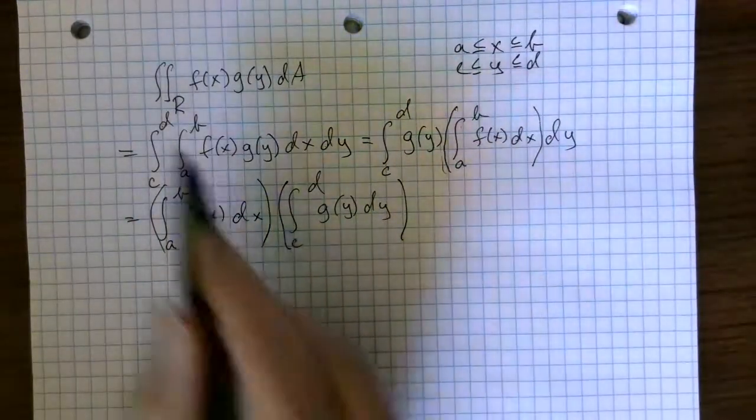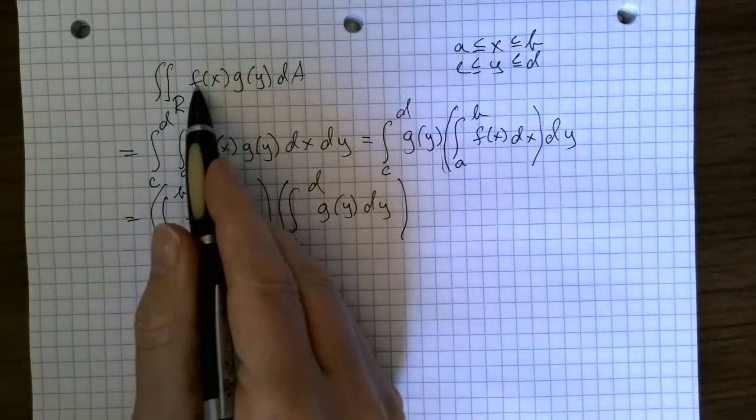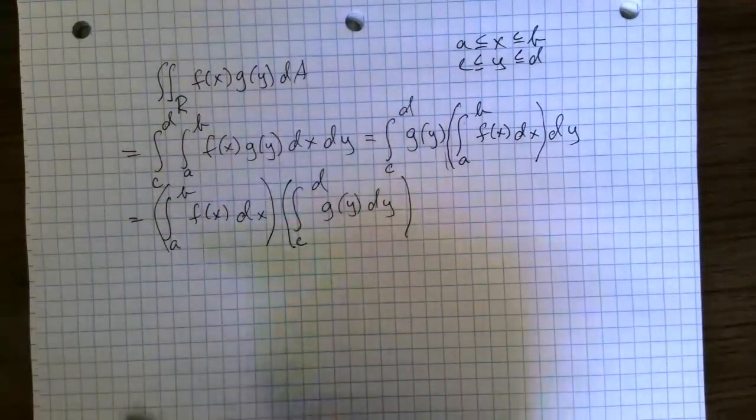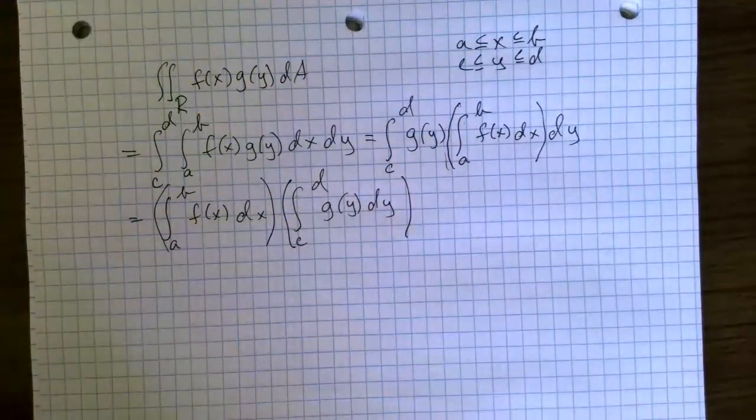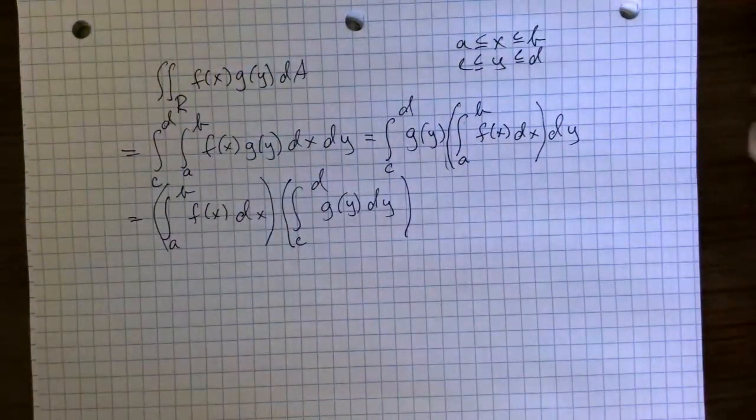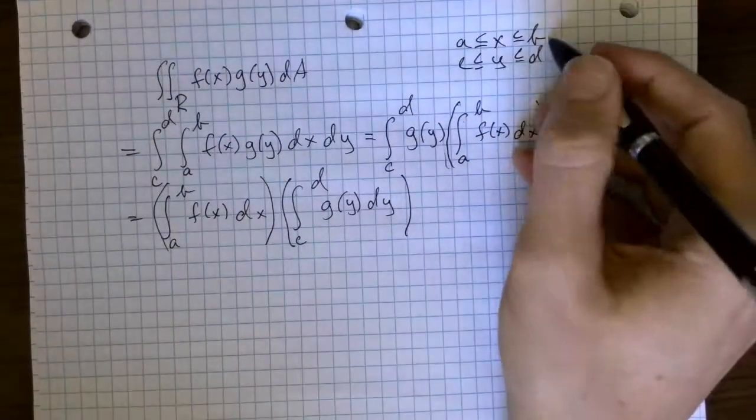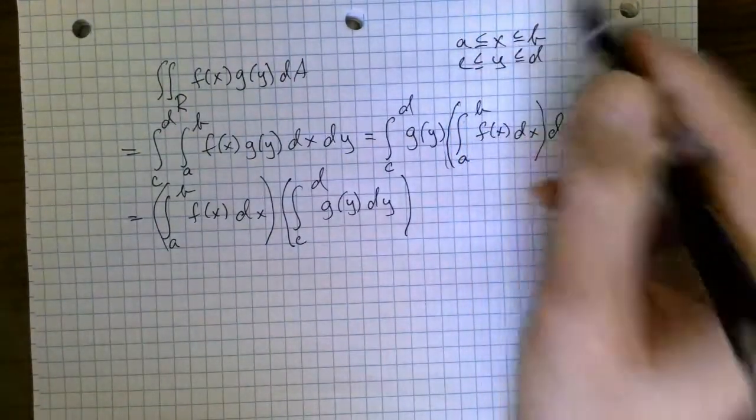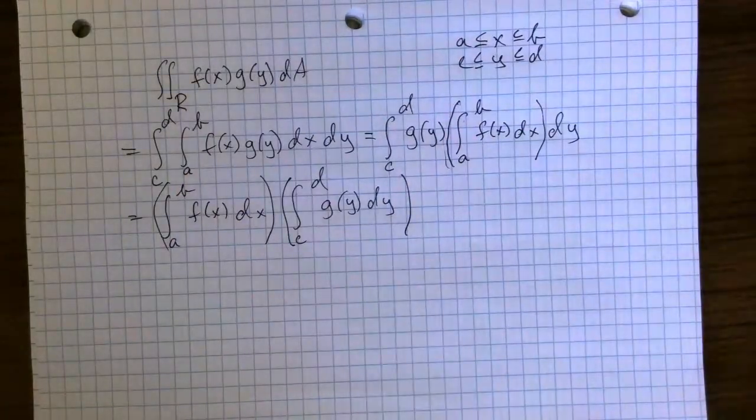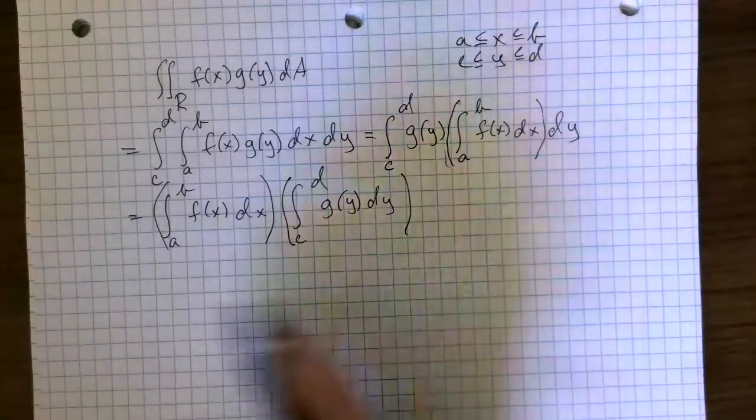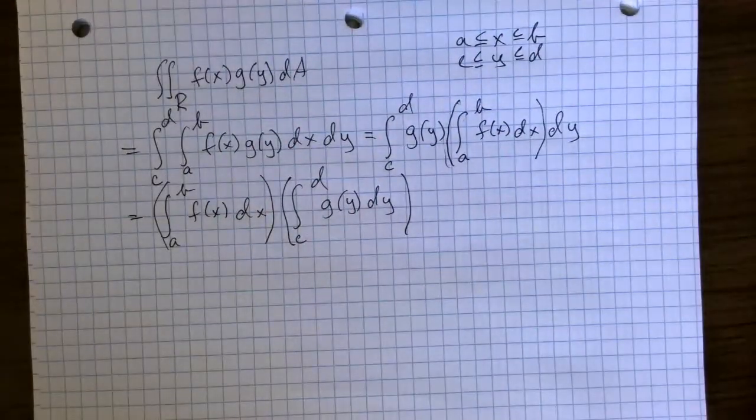Now, it's only going to work if f does not depend on y and g does not depend on x. This is not something that always works for any function. It has to be a product of a function of x and a function of y, and also you have to be integrating over a rectangle. We haven't so far talked about integrating over something more complicated, but we will. And if we integrate over something more complicated, it's a bit more complicated to do this.